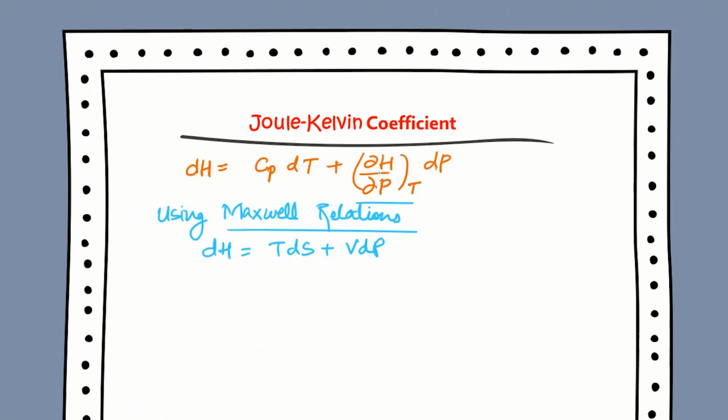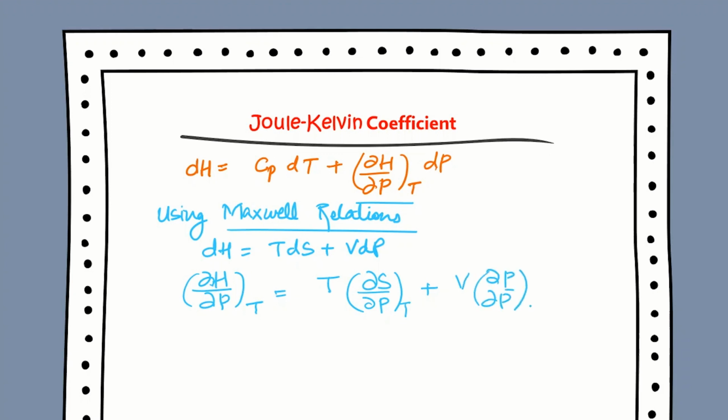Now to find this del H by del P at constant temperature, we will use the Maxwell equations. dH is equal to TdS plus VdP. Now we will differentiate this whole equation with pressure at constant temperature. The temperature is constant, so this will remain the same: T del S by del P at constant temperature, plus V del P by del P at constant temperature.